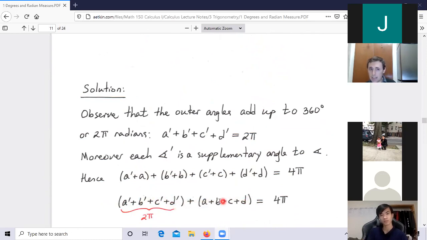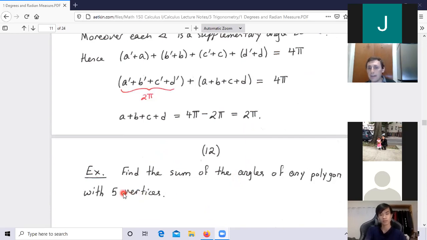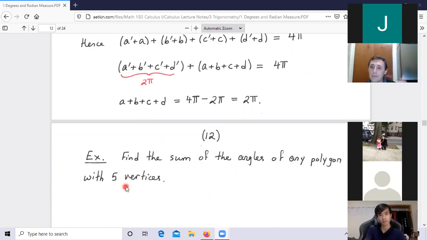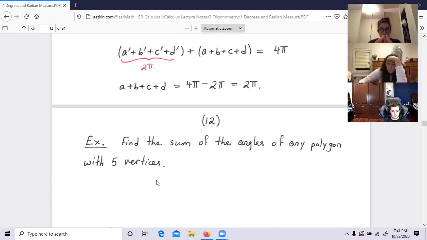Supplementary plus inner angles is 4 pi. That means inner angles are equal to 4 pi minus 2 pi. And if you have 5 vertices, we have 5 supplementary additions, right? So it's pi plus pi plus pi plus pi plus pi, it's 5 pi. The supplementary angles add up to 2 pi. So it's 5 pi minus 2 pi, which is 3 pi. So if you have five vertices, good.